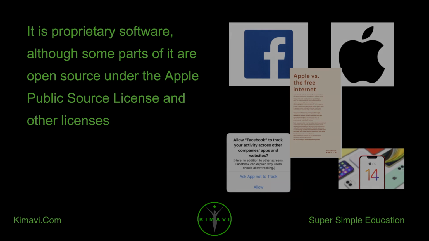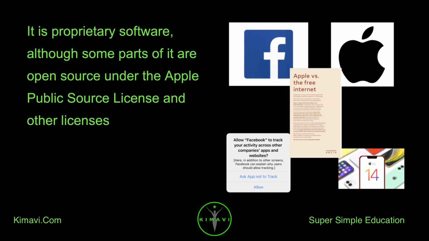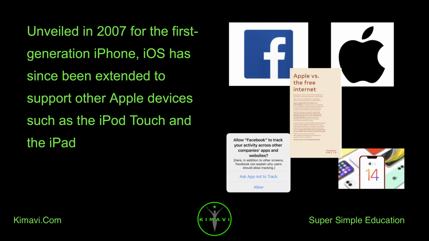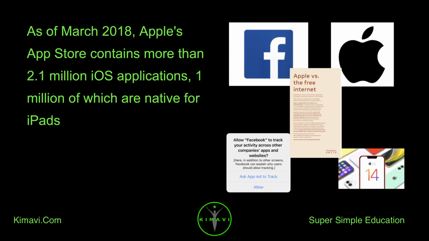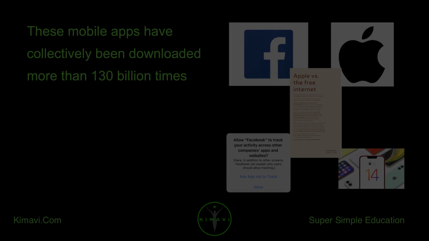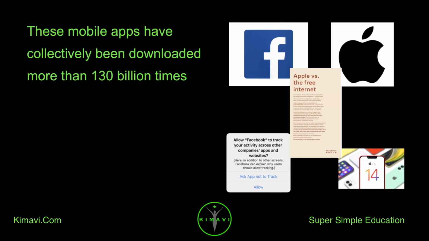It is proprietary software, although some parts of it are open source under the Apple Public Source License and other licenses. Unveiled in 2007 for the first-generation iPhone, iOS has since been extended to support other Apple devices such as the iPod Touch and the iPad. As of March 2018, Apple's App Store contains more than 2.1 million iOS applications, 1 million of which are native for iPads. These mobile apps have collectively been downloaded more than 130 billion times.